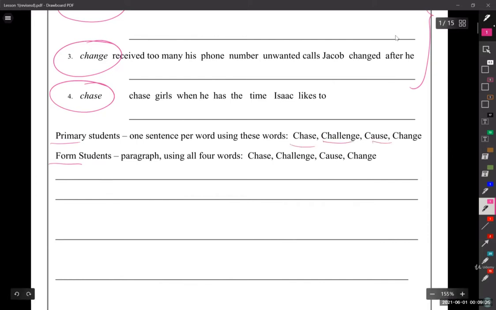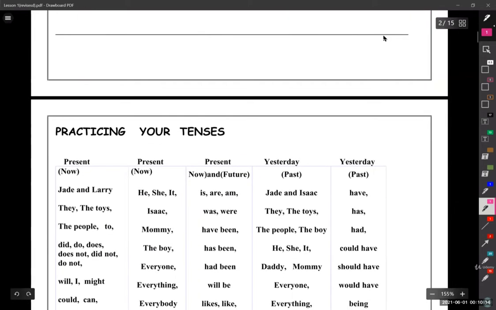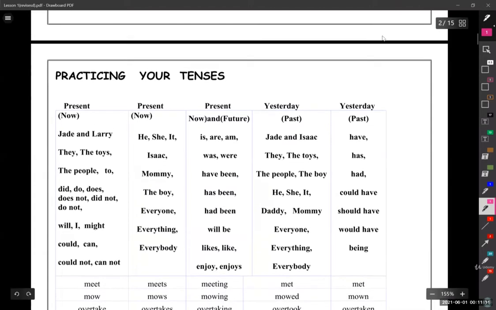So one sentence for each word, and then for secondary students, what they need to do is to make a paragraph using these 4 words. Now, it may be hard for some students, so you can help them along the way, guide them. And now the next part, let's go ahead to the next part.